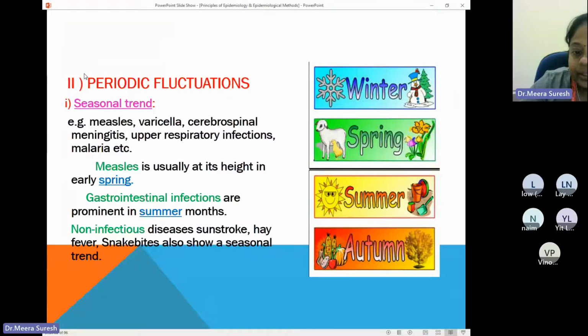For example, measles is usually seen in spring season, gastrointestinal infections during summer season, and non-infectious diseases. So not only the infectious diseases, but the non-infectious diseases also can show this seasonal trend, like sunstroke, which definitely occurs during a summer season, hay fever during the spring, and then snake bites. Snake bites also can depend upon the climate or the weather. For example, snakes during the breeding season will be very aggressive. So they may show increased snake bites during their breeding season.